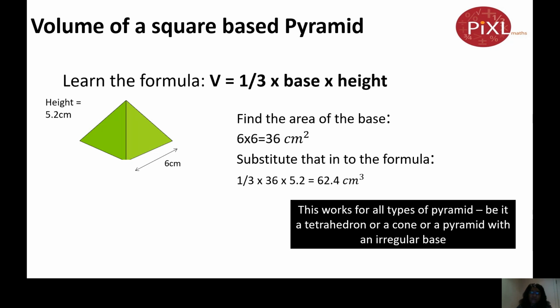And we put it in the formula. So we're looking for 1/3 of 36 times 5.2, and we get 62.4 centimeter cube. This can be used for a tetrahedron, like I said before, or any pyramid with an irregular base, as well as the cone.